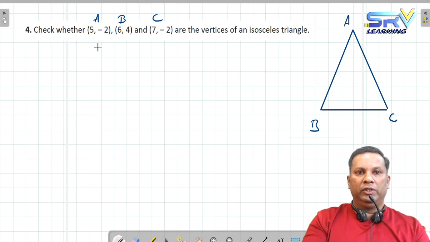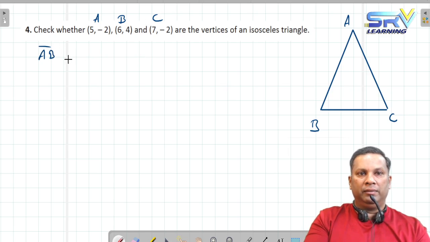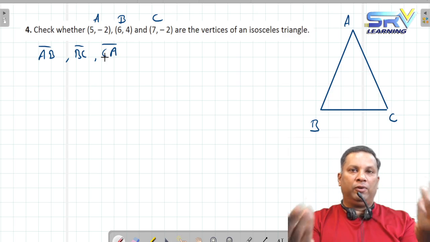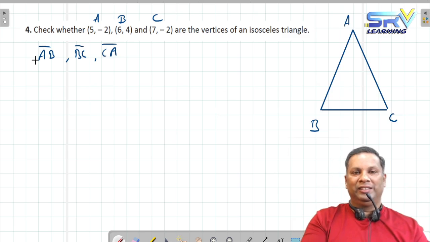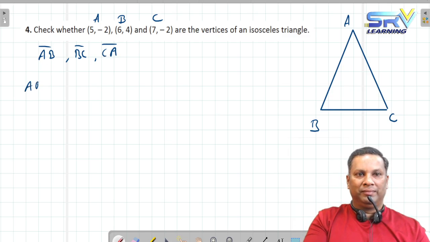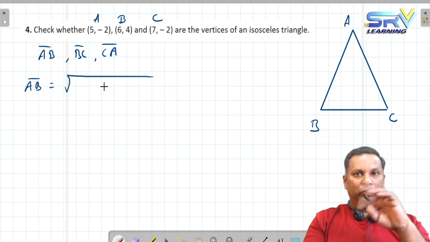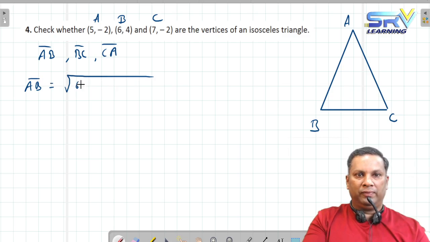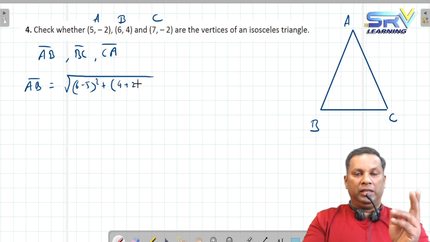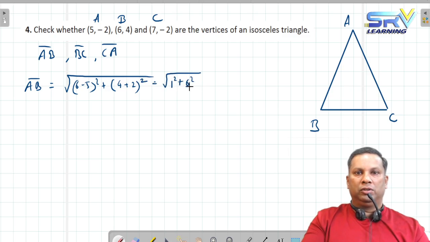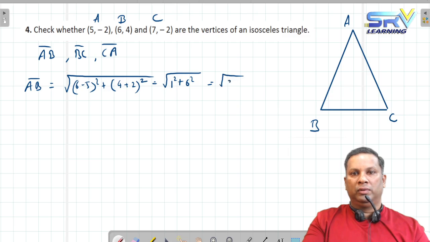So what we should do is find the three lengths AB, BC and CA. And if two lengths are equal, by default it will be an isosceles triangle. Okay? So let us go ahead and find the length of AB. AB should be equal to root of x2 minus x1 whole square, so 6 minus 5 whole square plus 4 minus of minus 2, which is 4 plus 2, 6 whole square. So this is 1 square plus 6 square, so it is 36 plus 1, root of 37.